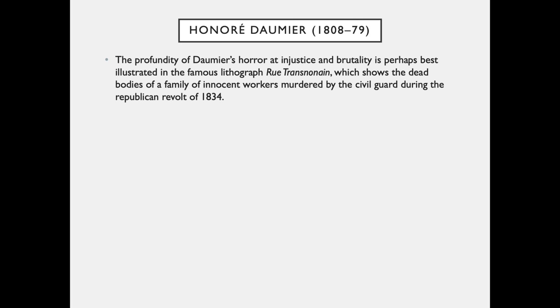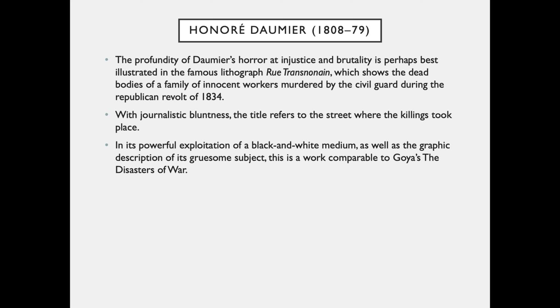All right, and so the profundity of Daumier's horror at injustice and brutality is perhaps best illustrated in the famous lithograph, Rue Transnonain, which shows the dead bodies of a family of innocent workers murdered by the civil guard during the Republican Revolt of 1834. With journalistic bluntness, the title refers to the street. So he just titles it the street where these killings took place. With its powerful exploitation of the black and white medium, as well as the graphic description of its gruesome subject, this work is comparable to Goya's The Disasters of War. So you remember his series of prints.